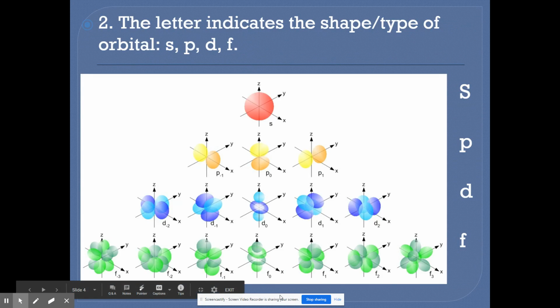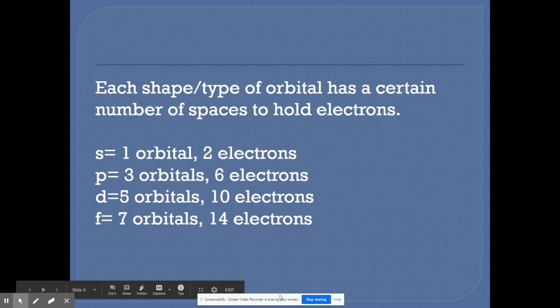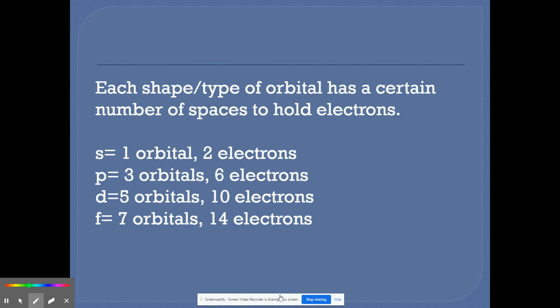The letter indicates the shape and type of orbital. S is a sphere. P is like two ovals next to each other. They're just different shapes that can hold different electrons. Each shape or type of orbital has a certain number of spaces to hold electrons. So an S has one orbital, can hold 2 electrons. P has 3 orbitals, can hold 6 electrons. D has 5 orbitals, can hold 10 electrons. F has 7 orbitals, can hold 14 electrons.